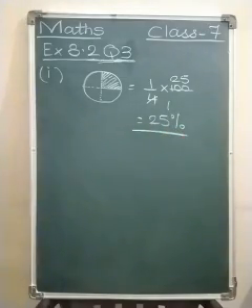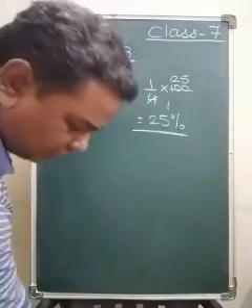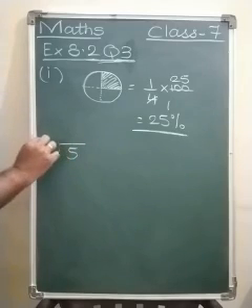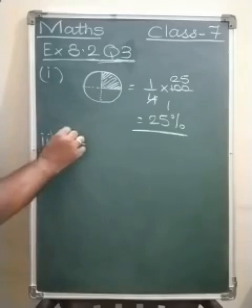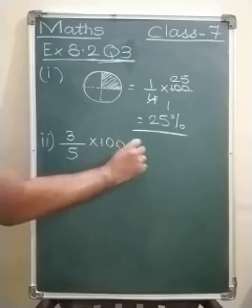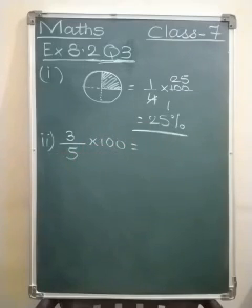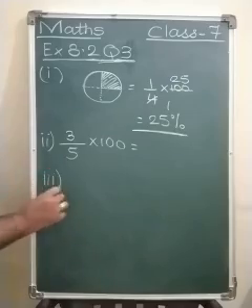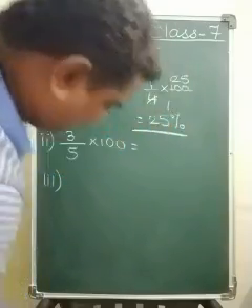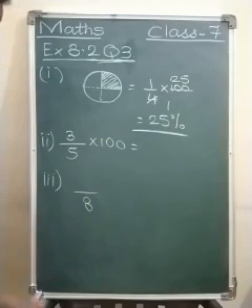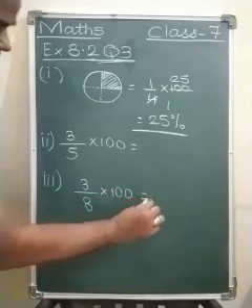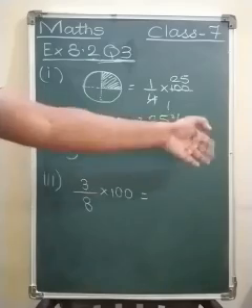And done. Second sum, total parts are 1, 2, 3, 4, 5. So total parts are 5. And out of 5, 3 are darkened. So 3 upon 5 into 100. Simplify, you get the answer. In the third sum, 1, 2, 3, 4, 5, 6, 7, 8. Total parts are 8, and 3 are darkened. Again, multiply by 100. Simplify this and you will get your answer.